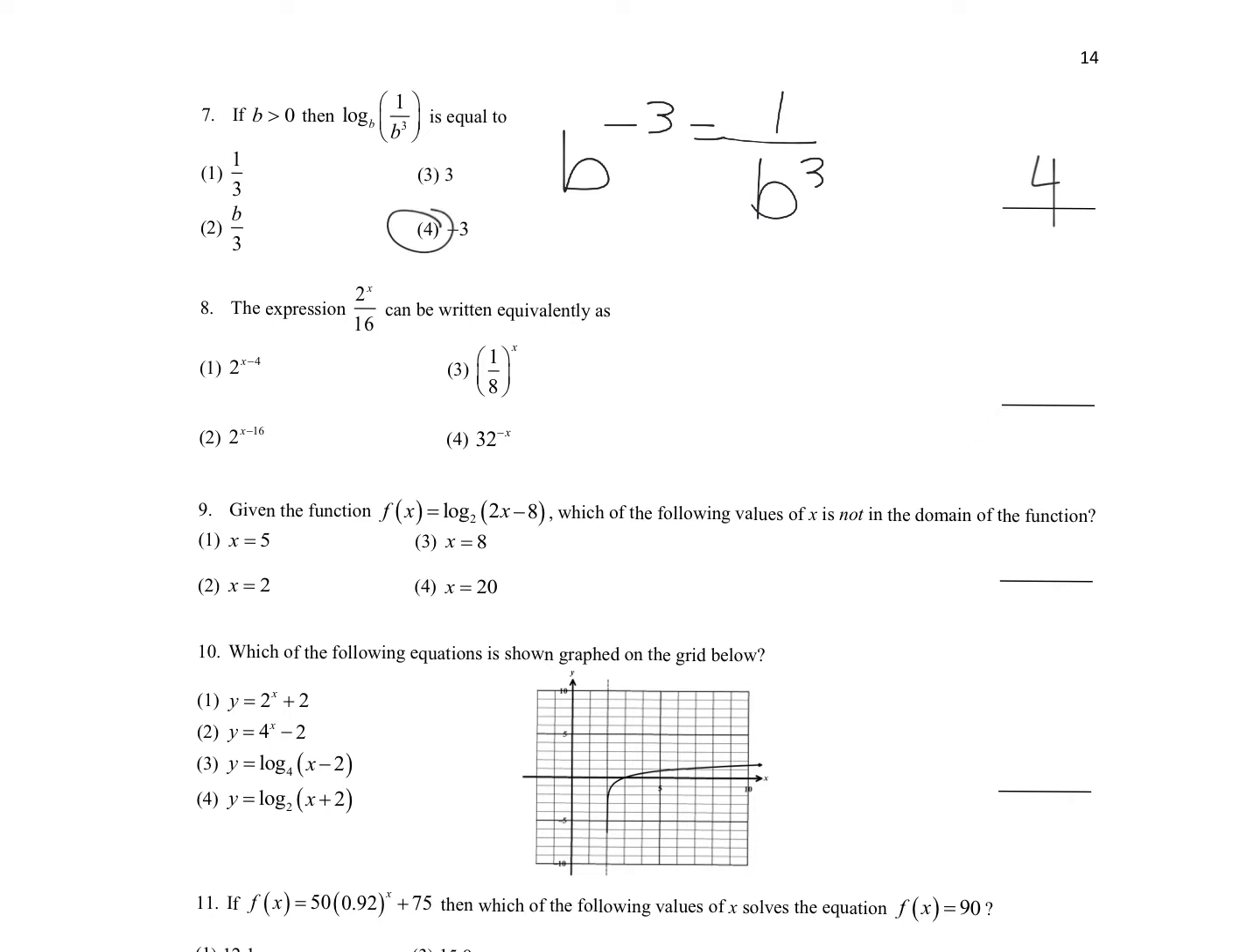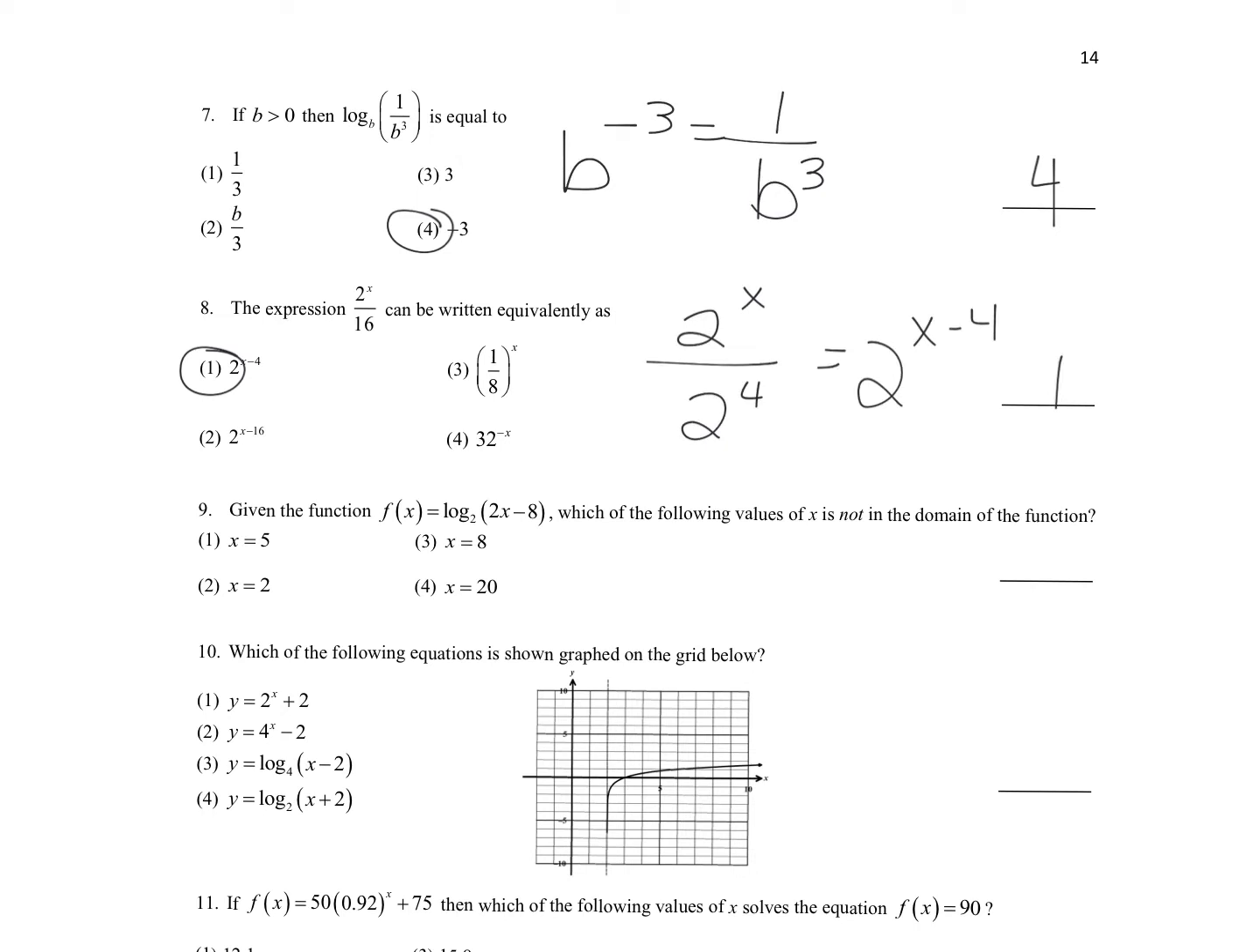Looking at the next one, this is kind of an odd question. I'm going to try writing 16 as a power of 2. That's 2 to the 4th. So then I see that I could subtract those exponents. So that would be choice 1.